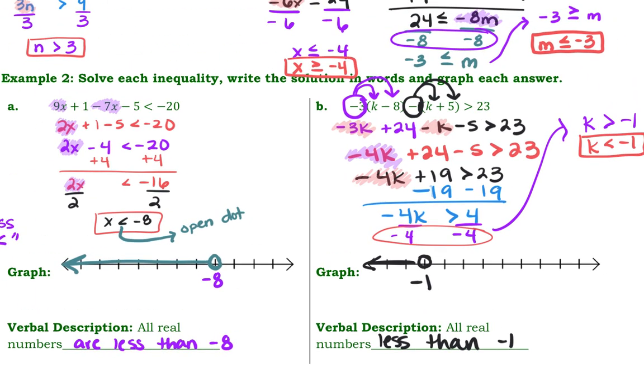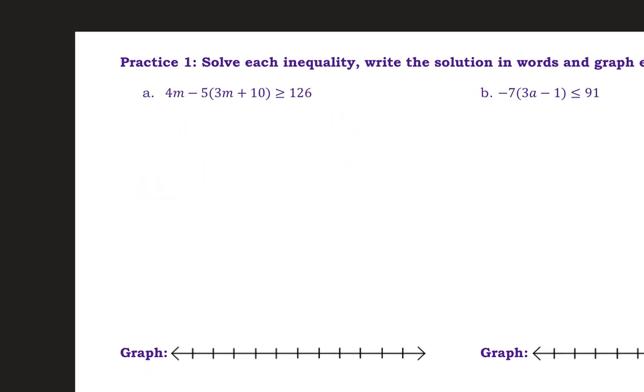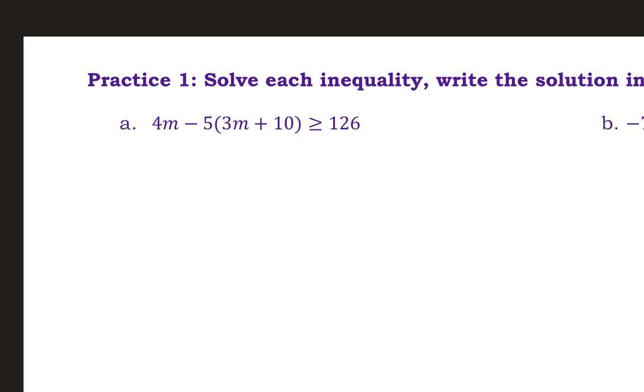All right, I'm going to have you guys try 2, okay? So on the back side, go ahead and try 2. So looking at that first one, multiplying the negative 5. What did y'all get when y'all multiplied negative 5 to what's in the parentheses? Negative 15m. And what else? Negative 50. All right, the 4m should have been brought down, as well as the symbol and the 126.